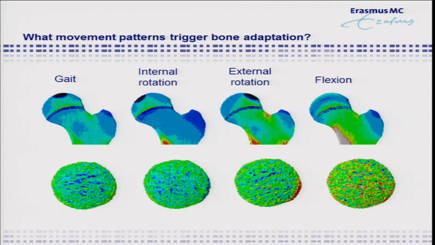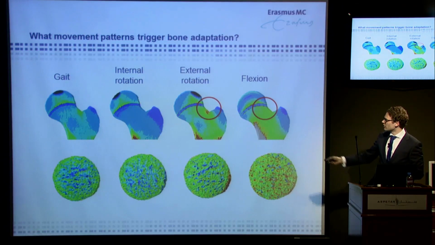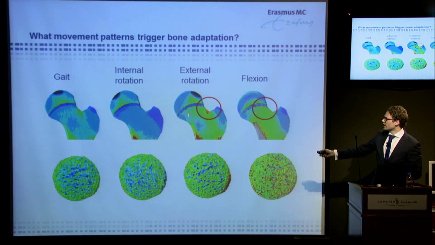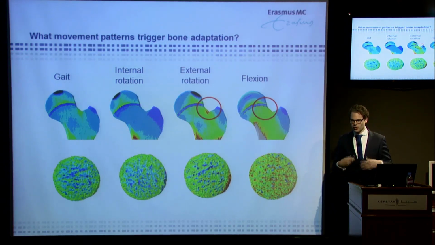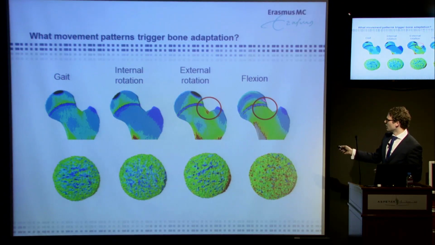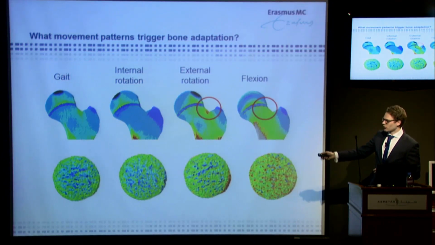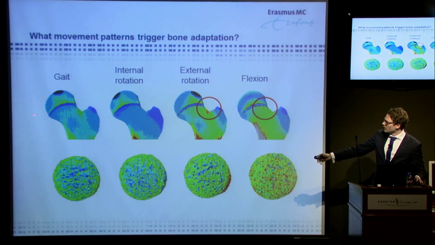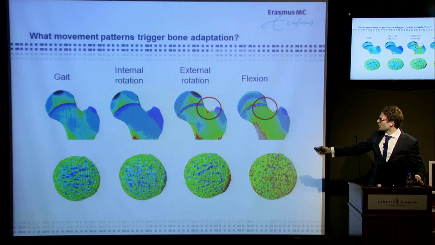And what we found out was that when we applied loads of external rotation and flexion, there's a trigger, especially during external rotation, of a bone stimulus here in the anterolateral part of the neck. And that's the part where normally a cam develops. And we also saw that a little bit less for flexion. Whereas for gait and internal rotation, the loads applied to the hip are absorbed by the growth plate and are spread throughout the bone. Whereas here it's focused only at this part.